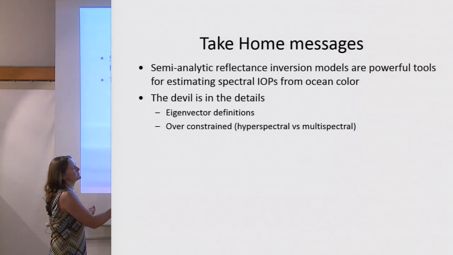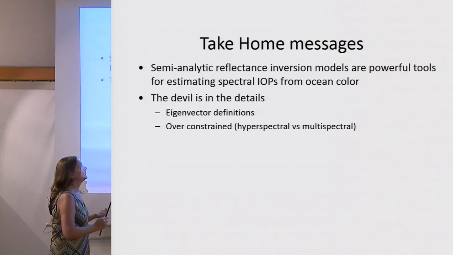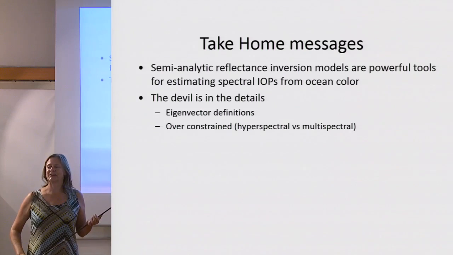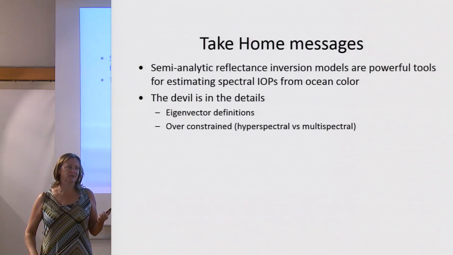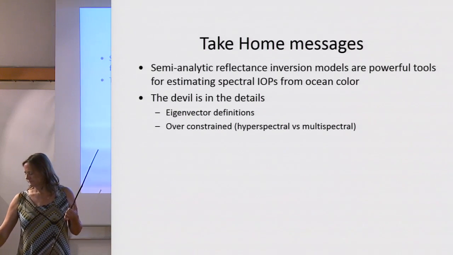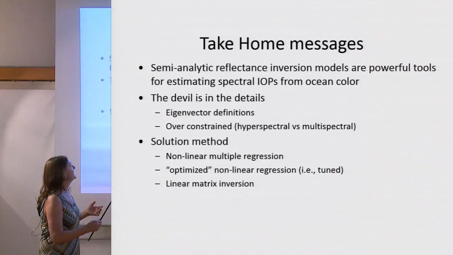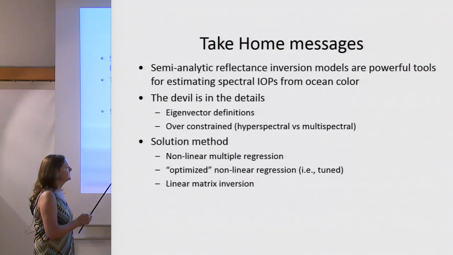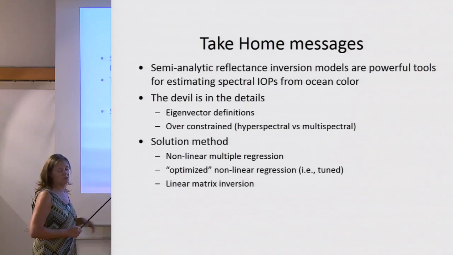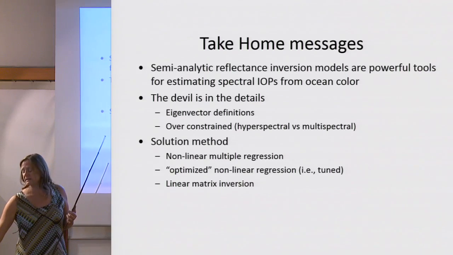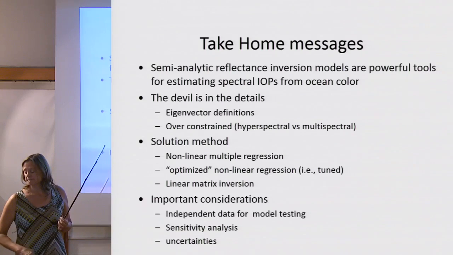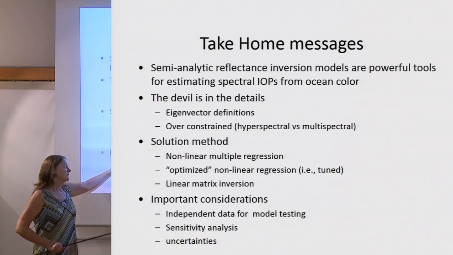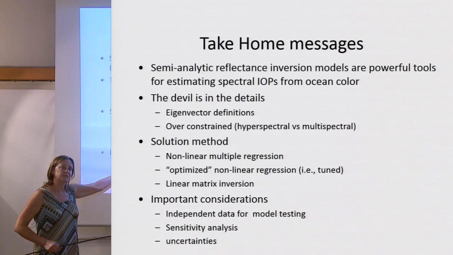Think about whether you have hyperspectral versus multispectral. If you have an overconstrained system and you do a nonlinear optimization, you do a lot better than if you have 3 wavelengths and 3 unknowns. So there are different solution methods, the optimized nonlinear, the linear matrix inversion, and they all have some advantages and disadvantages. And then that important consideration, which is making sure you have independent data to test your model, and I cannot overstate this enough.